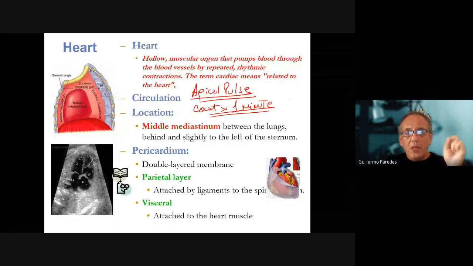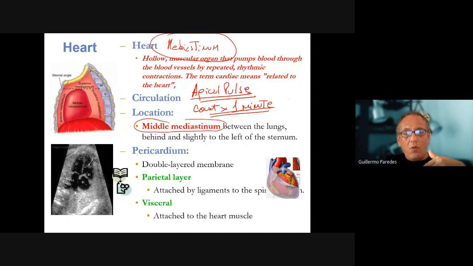Let's see first where the heart is. The heart is located in the mediastinum, the middle mediastinum. That's the only thing I want you to remember. Here is a sagittal cut of the thorax. We have the anterior mediastinum, the posterior mediastinum, the middle mediastinum, and the superior mediastinum. There are elements running in these cavities, but the only one I want you to remember is the middle mediastinum. That is where the heart is located, in the center.